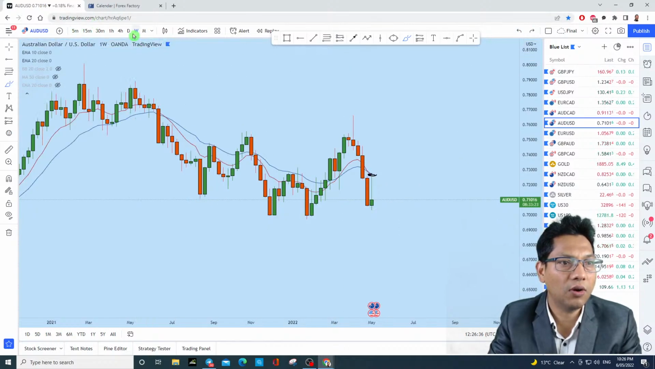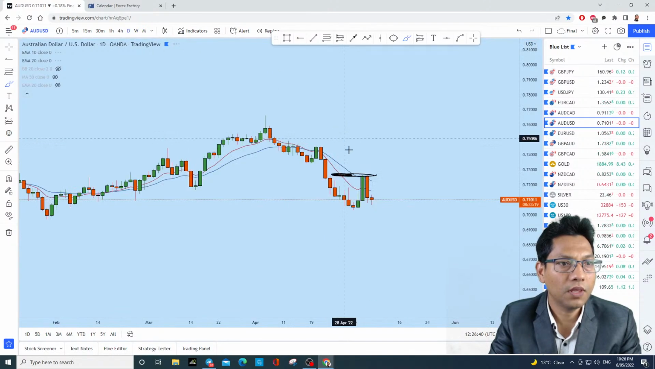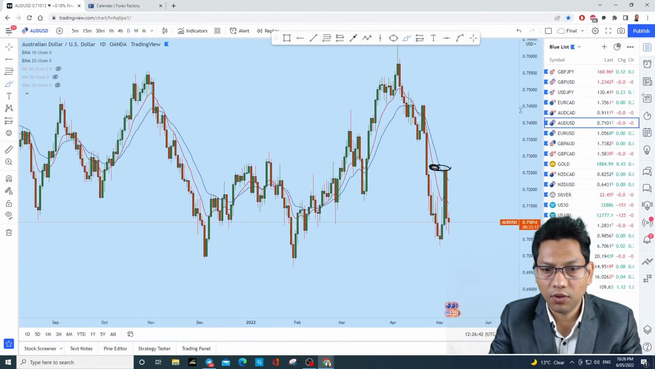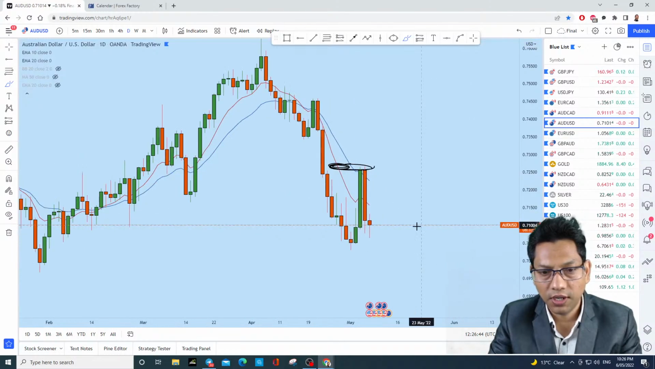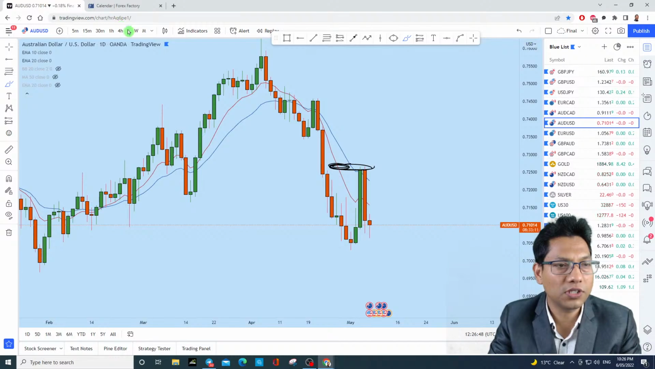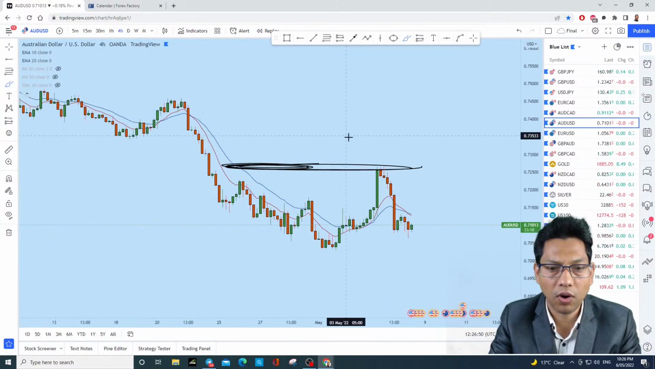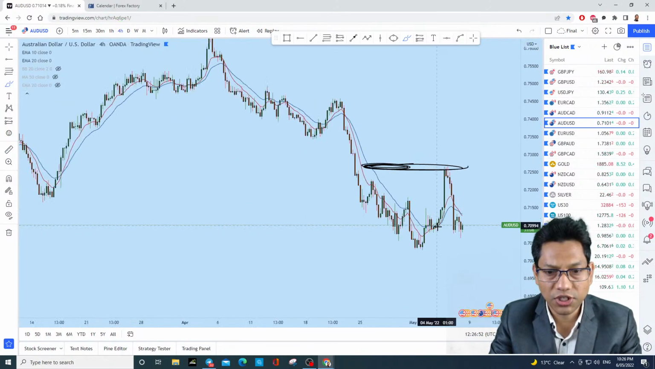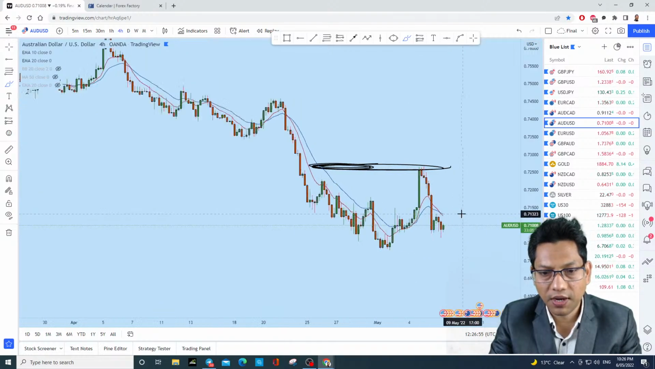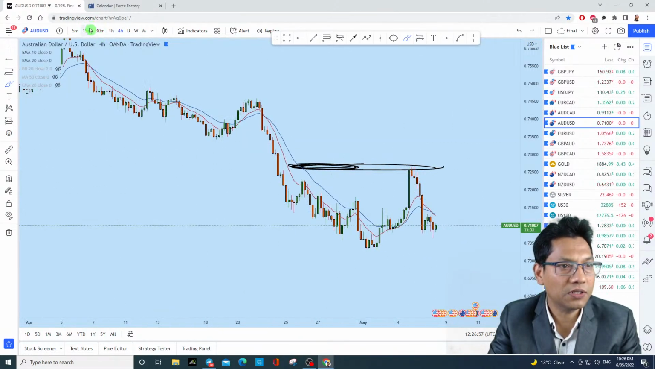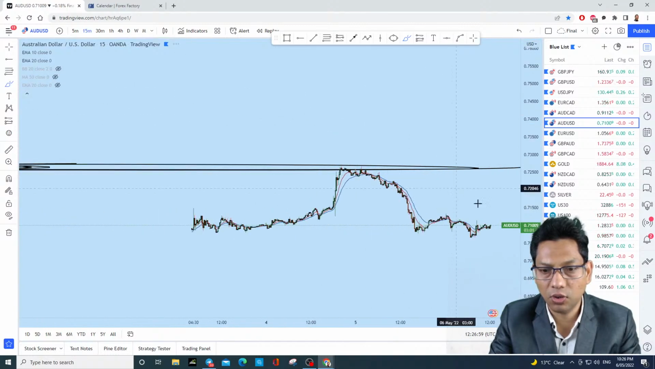So let's see now the daily time frame, how Aussie dollar is doing. Let's find out. Okay, so I think it will go up again, come down again. It will consolidate for a certain period of time. Let's go to the 4 hour. This is the 4 hour situation. Price came here. Let's see now the 15 minutes, because it's a volatile market.